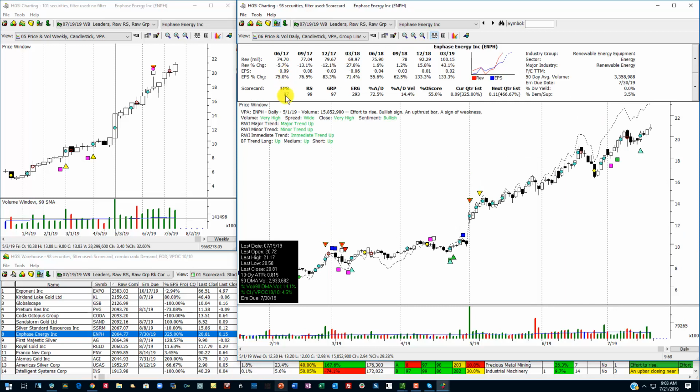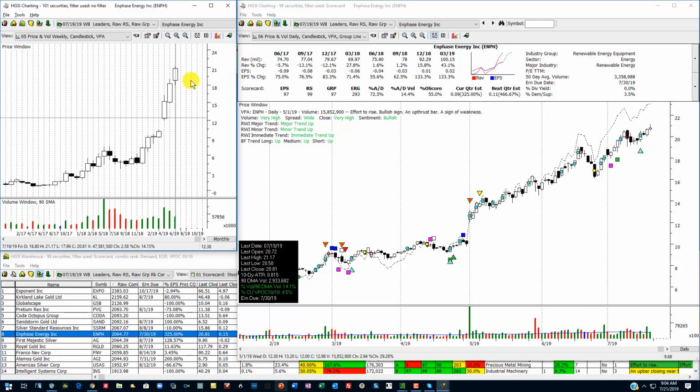Let's look at the numbers here. EPS rank. Now this is a balanced stock. EPS rank of 97, RS of 99, group of 97. Look at the group. This is what you like to find. This stock is out to a new all-time high, I believe.